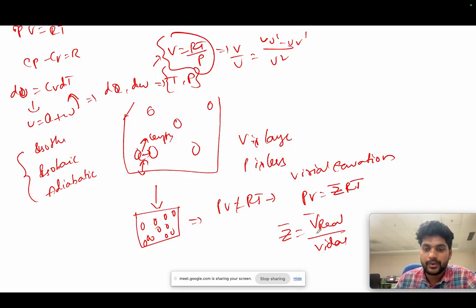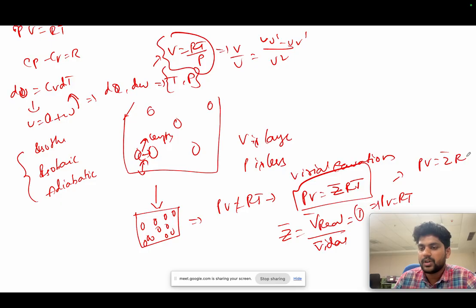If you take the ratio of the molar volume of the real gas divided by the molar volume of the ideal gas, you will get PV equal to RT. If it is an ideal gas, it will be 1, so it follows the PV equals RT condition. If not, then we need PV equal to Z times RT.